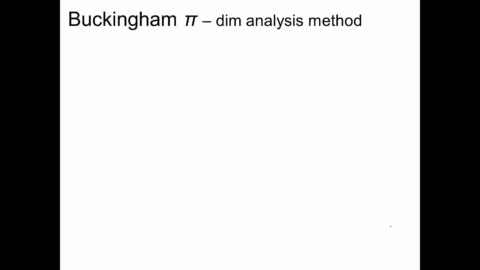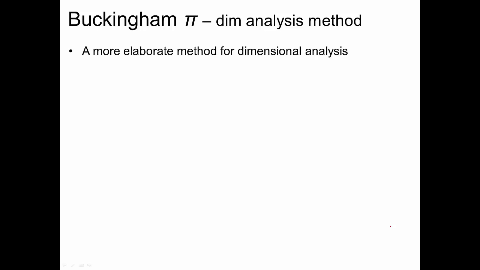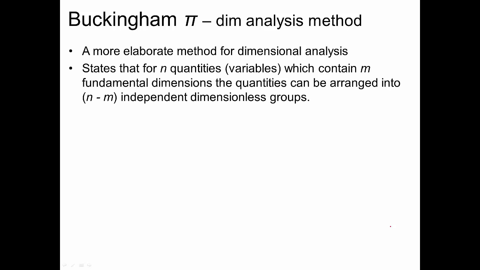I don't know why it's called Buckingham PI. If you can't sleep one night, maybe look it up on the internet. So it's a more elaborate way of doing dimensional analysis, but it's very robust. And what it states is that we have a collection of variables of number n, and they contain a number of fundamental dimensions m. We can rearrange all of those quantities into n minus m independent dimensionless groups.